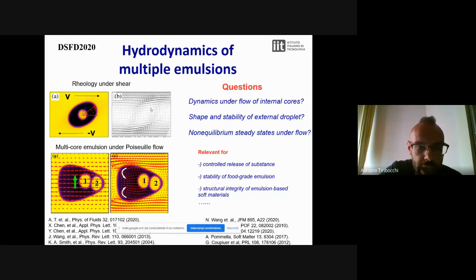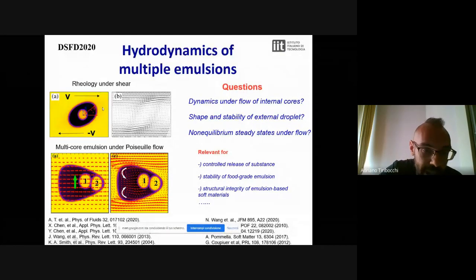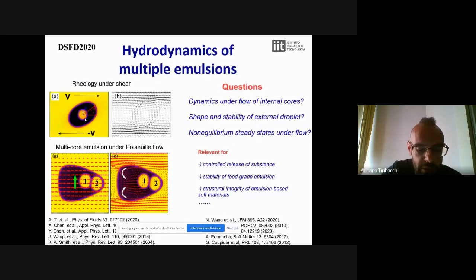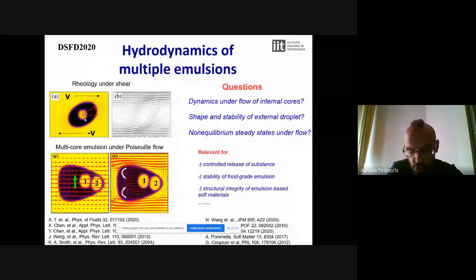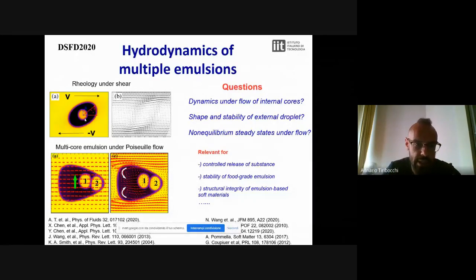So there are several questions one may ask, which are important also from the material science point of view. For example, what's the shape of these droplets? What's the stability of the system under deformation? And what's in particular the deformation of the outer droplets with respect to the inner ones, which may, for example, affect the stability of, imagine, an emulsion-based material, in which we have a lot of emulsions, and of course, changing the structure and deforming just one droplet may also affect the stability and the structural integrity of the whole material. And it may also be interesting investigating the role of hydrodynamic interaction for understanding whether there is room for discovering new non-equilibrium steady states, which is precisely more or less the point of this talk.